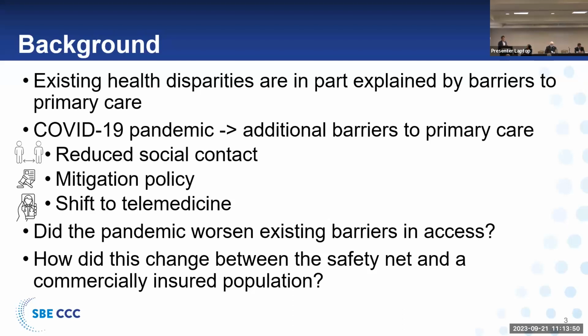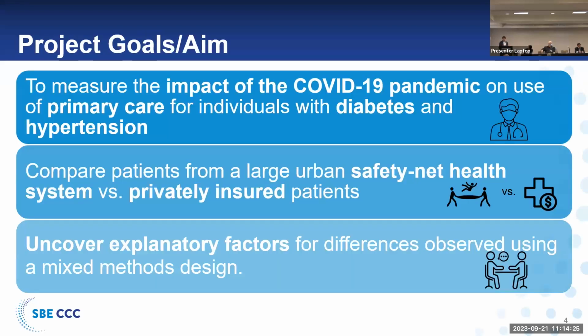So in terms of thinking about the impact of the pandemic on disparities in access to primary care and use of primary care, we want to think about, did this pandemic worsen existing barriers in access? How did it change how people accessing care through different types of health systems are affected? And one of the things that we are looking at in our study is how did this change between the safety net health care system and then also compared to a commercially insured population.